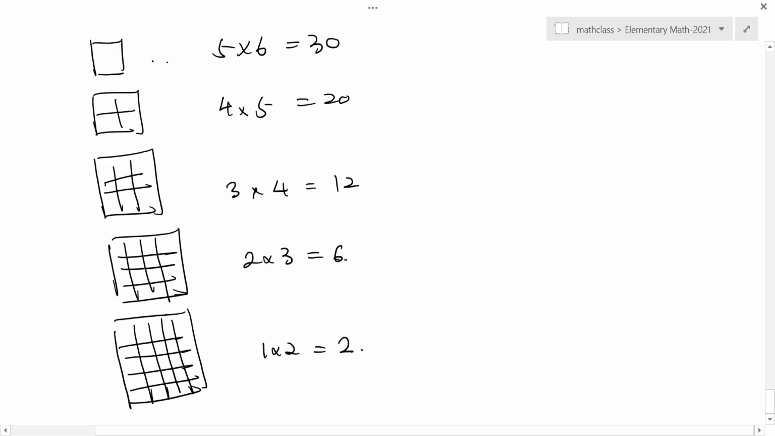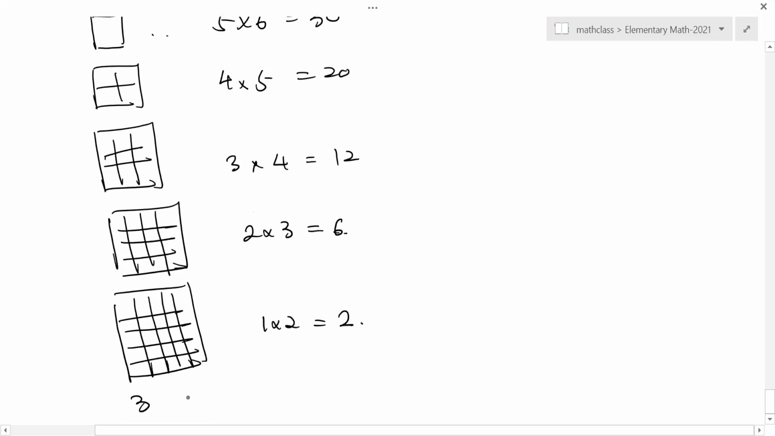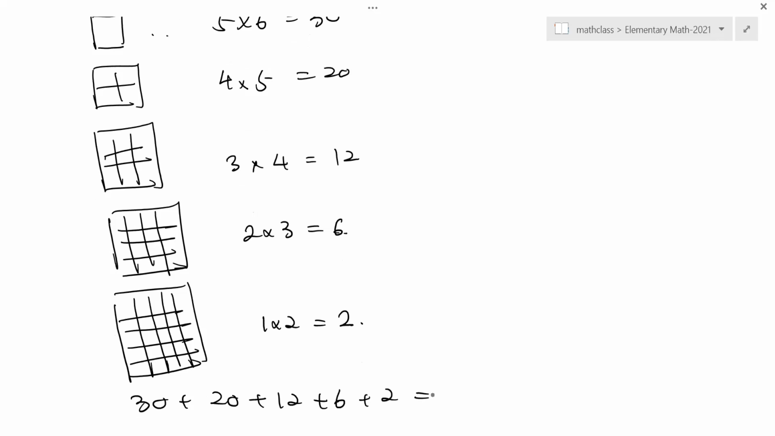Okay. So now add them together. Total will be 30 plus 20 plus 12 plus 6 plus 2. Okay, that gives you a total number. Okay, let's finish the computation. Okay, total 70. Right, 70 is the correct answer. Yeah, that's a lot, right?